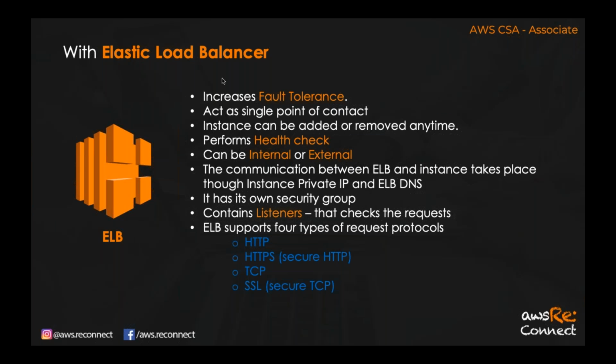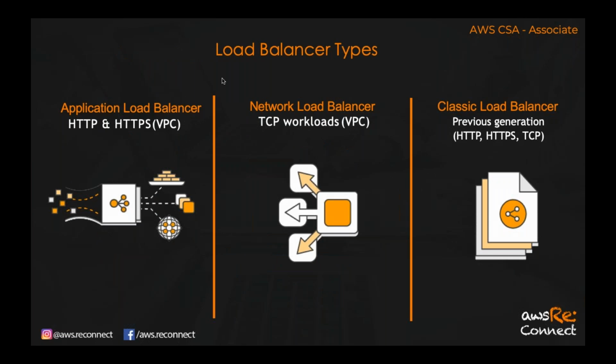So there are 3 types of load balancer. The first is application load balancer, second is network load balancer, and third is classic load balancer. The classic load balancer is a previous generation load balancer. When AWS launched ELB, at that time it was the classic load balancer only. As it moved ahead with development, two new load balancers were introduced in, I guess, late 2017 or early 2018, that is application load balancer and network load balancer.